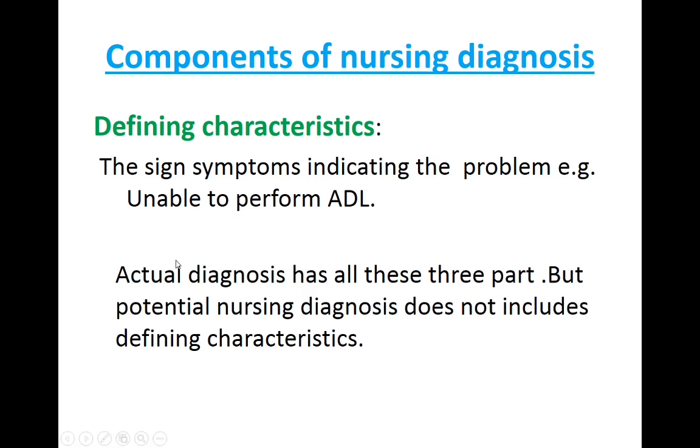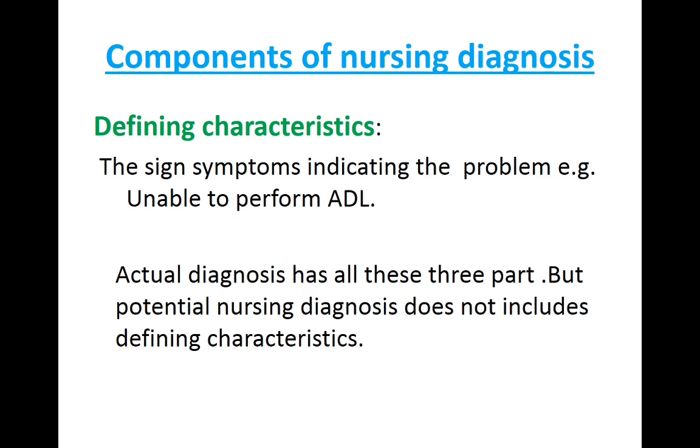So an actual diagnosis has all these three parts, but a potential nursing diagnosis does not include defining characteristics. What are the defining characteristics? These are the signs and symptoms. For example, I have given that example, impaired physical mobility related to maybe neuromuscular injury, and the defining characteristics are that the child is not able to go to the toilet, not able to brush his teeth, not able to have food by himself or herself. So these are the signs and symptoms you are observing in the patient.